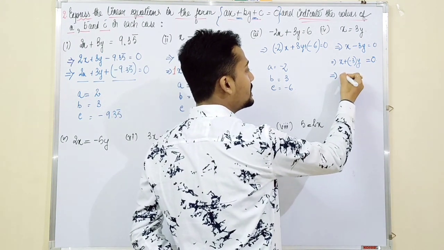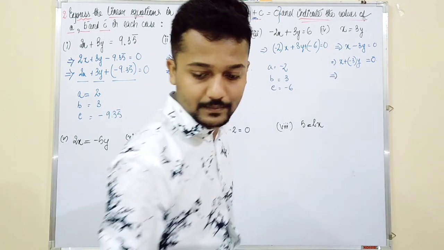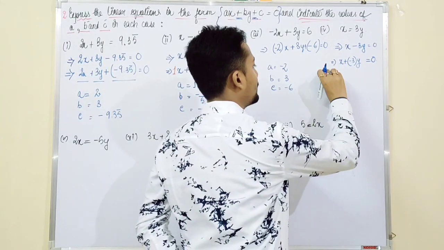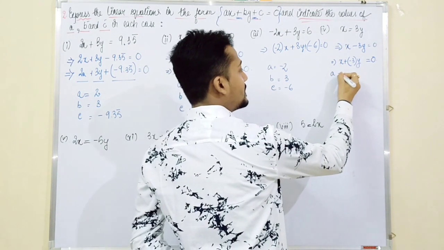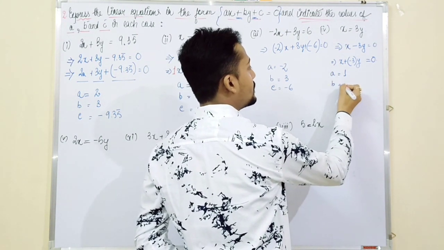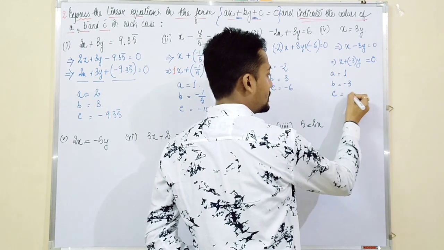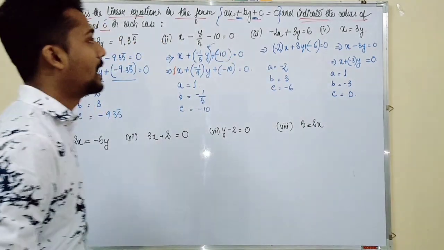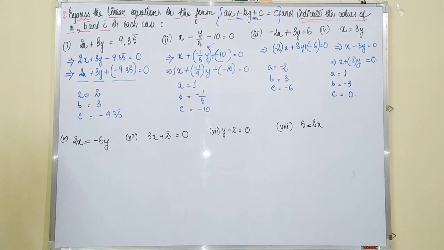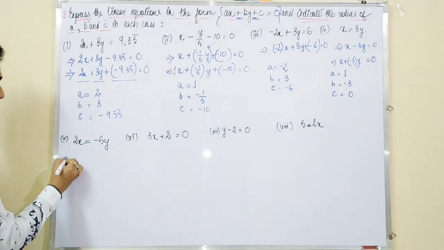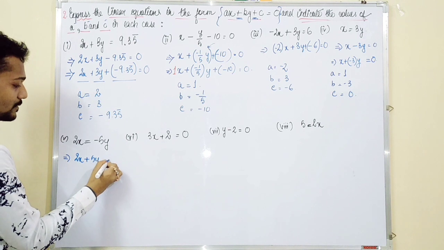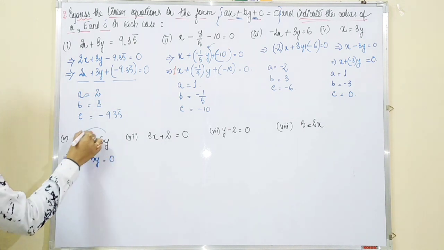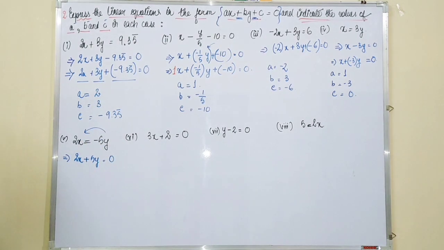Then what I will write? A is equal to 1, B is equal to minus 3 and C is equal to 0. I hope you are clear to this much, isn't it? Next we move on to this particular question. So it will be 2x plus 5y is equal to 0, isn't it? If it comes this side, then it will become plus 5y.